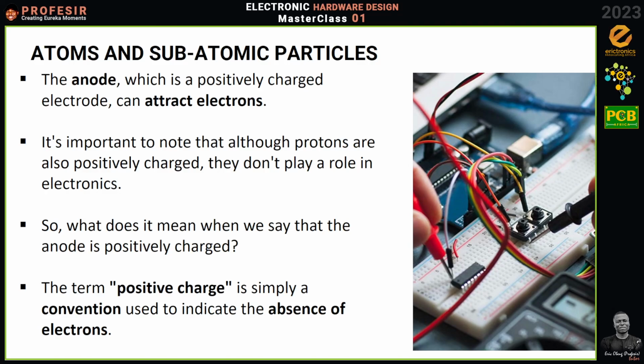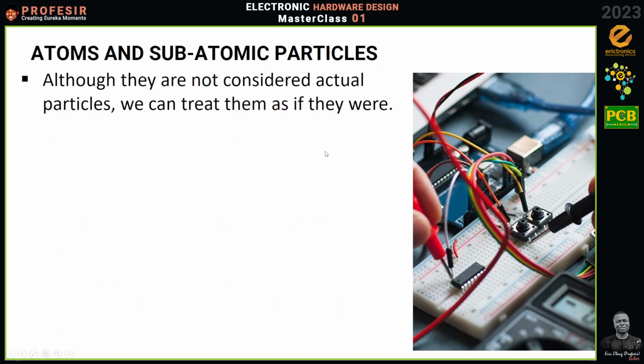So basically, when we refer to positive charges in electronics, we are talking about the absence of electrons, and when we talk about negative charges, we are talking about excess electrons. So I need you to get these things right. Positive charges mean the absence of electrons, and negative charges mean we have excess electrons. These things will come in very handy.